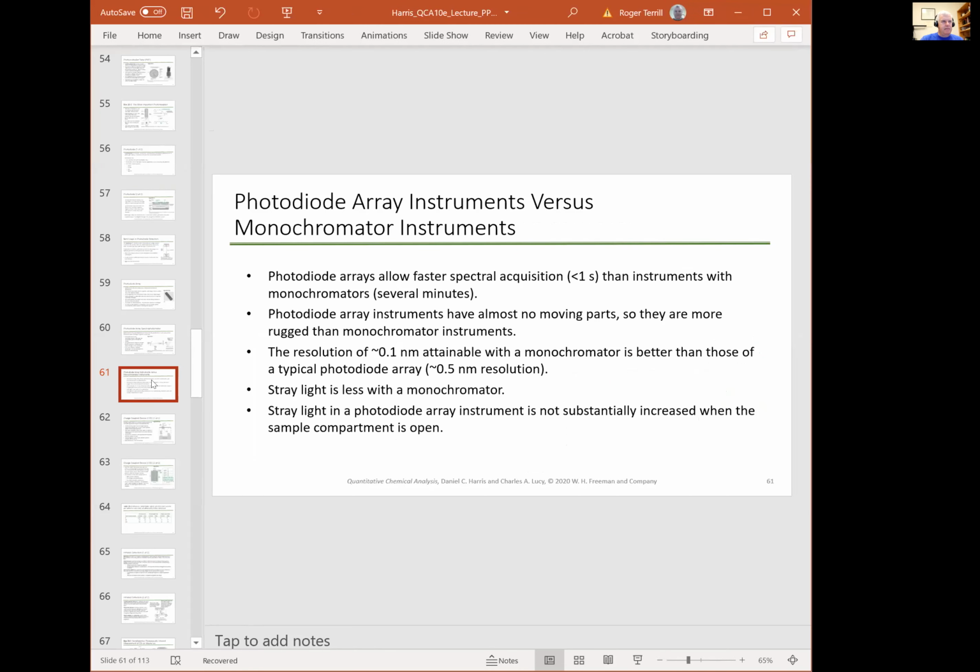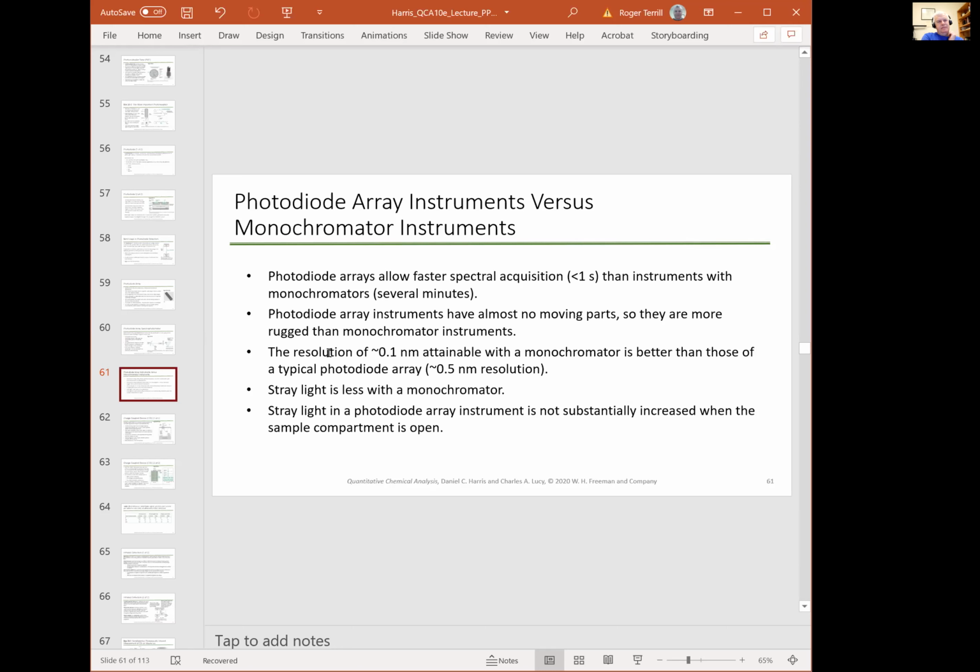Okay. Photodiodes, monochromators. There are some advantages and disadvantages. Arrays are fast and they have no moving parts. So this is an advantage of a diode array. On the other hand, you can vary the slits on other types of monochromators, and you can typically get a little bit better resolution. They're also larger. The photodiode array instruments are typically fairly small.